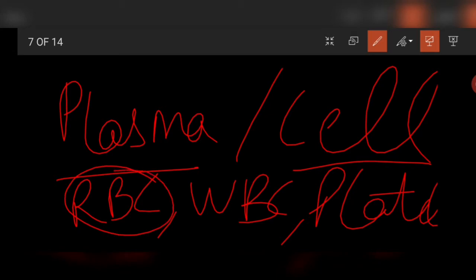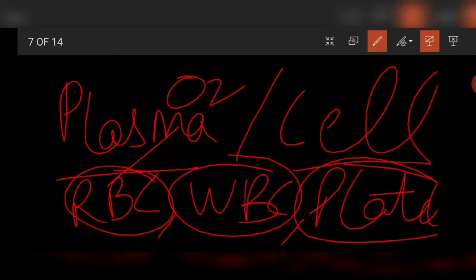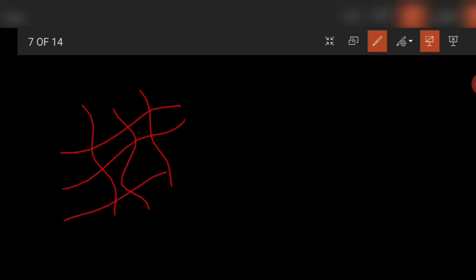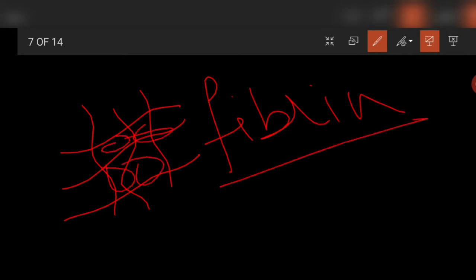RBCs, on the other hand, consist of hemoglobin, which is responsible for carrying the oxygen. WBCs provide us the immunity, and platelets are those cells which help in the clotting of blood. They make a mesh-like structure of fibrin. What is the protein called? Fibrin, which is present in the blood plasma, by the way, and they will stop the RBCs here and thus cause clotting of blood. This is how the clotting of blood occurs.